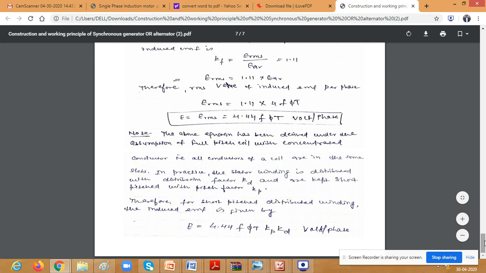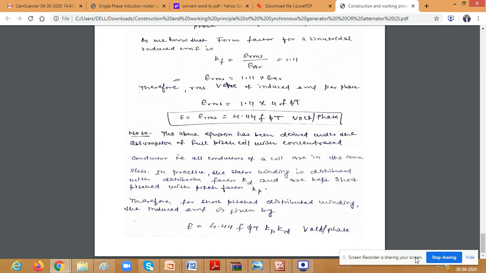So that is all about the three phase synchronous generator. I think you understood the basic concept, working and principle of the three phase synchronous generator.